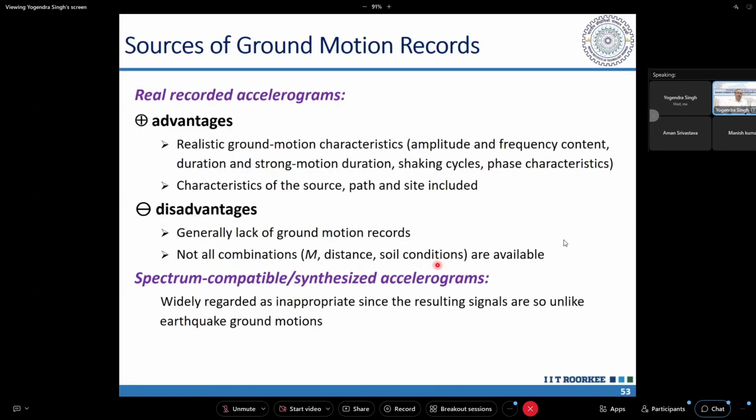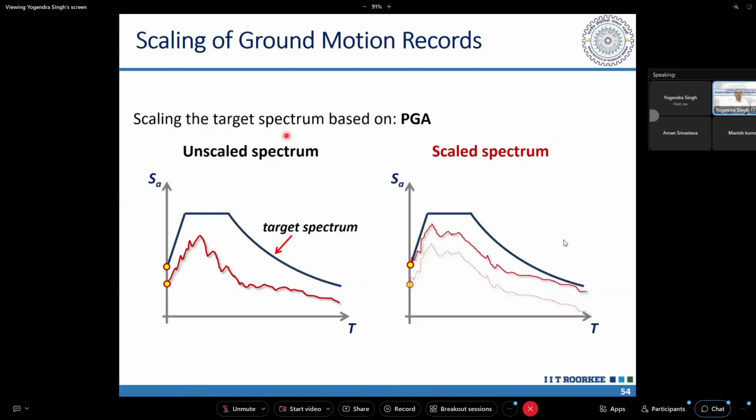So in that case, you can select the closest ground motion, which is close to your conditions, and then do a spectral matching or spectrum compatible earthquake you can use. Now, the recorded accelerograms which we get, those may require scaling and spectral matching. So what are the different methods for that? I will discuss a little bit about that.